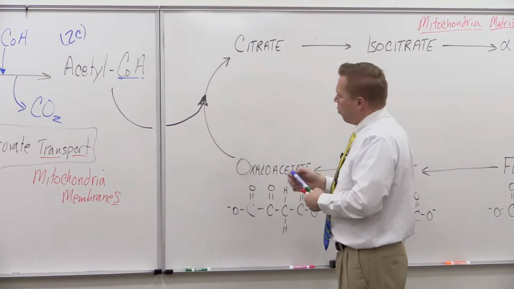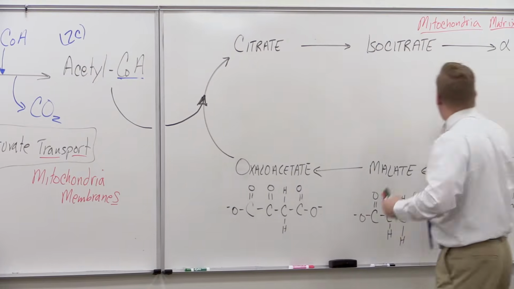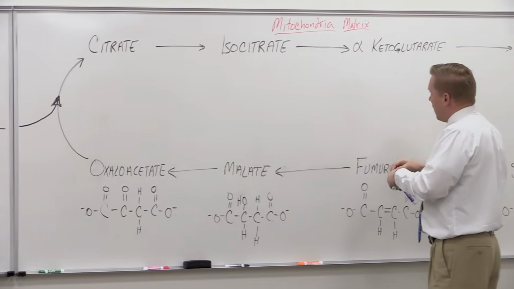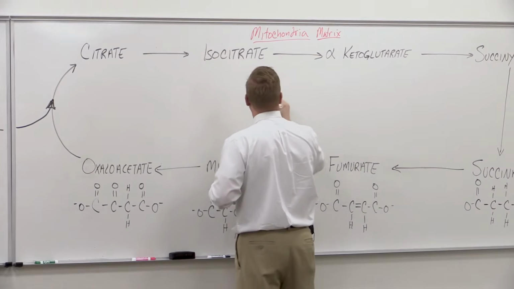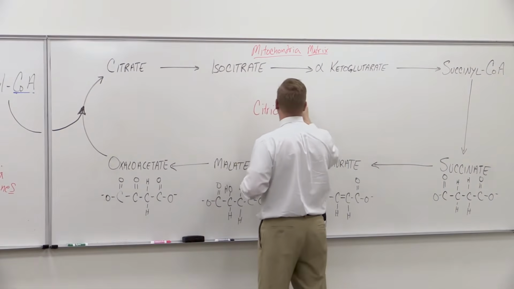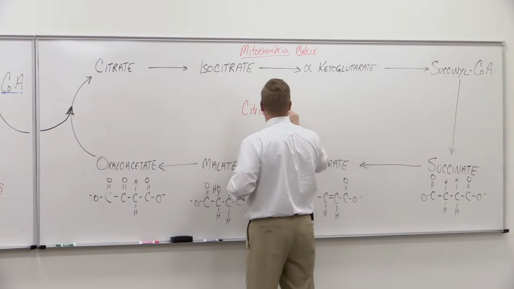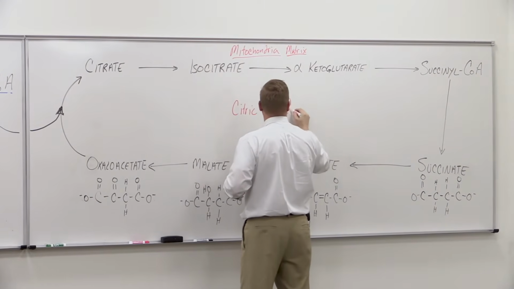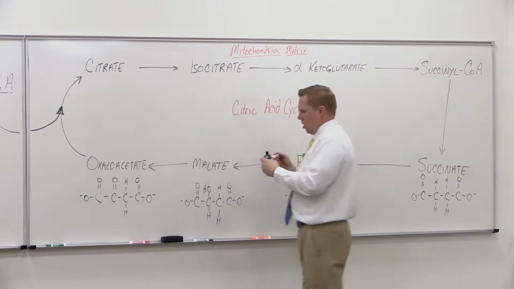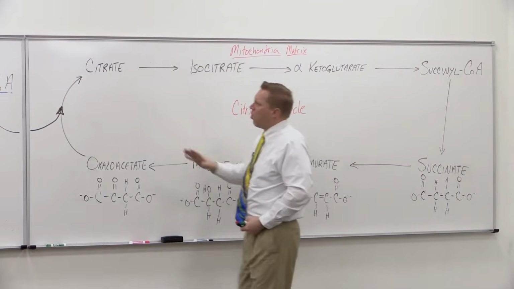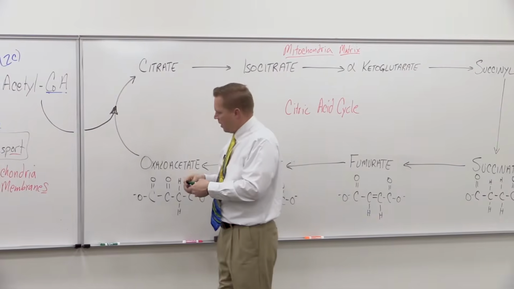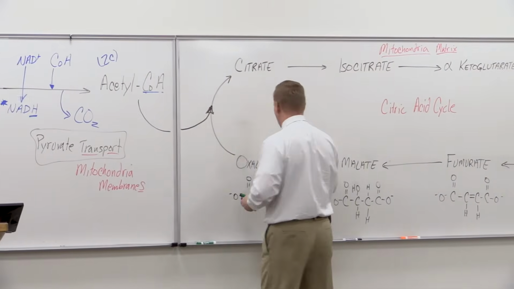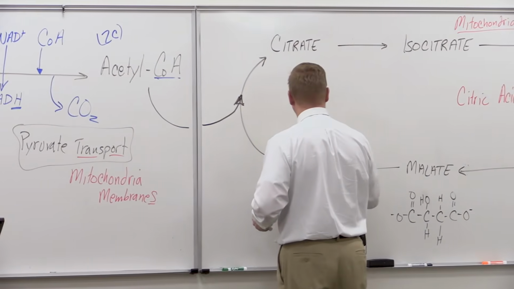So now we have in here the citric acid cycle. And we're just going to walk you through the important elements. So in the first step, acetyl-CoA, a 2-carbon intermediate, is going to combine with oxaloacetate.